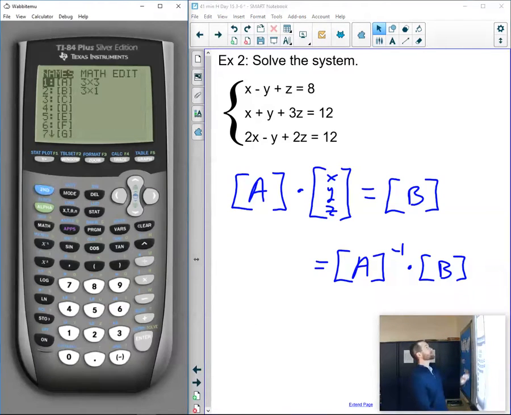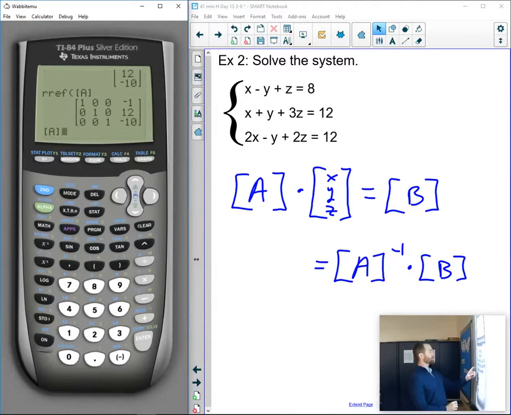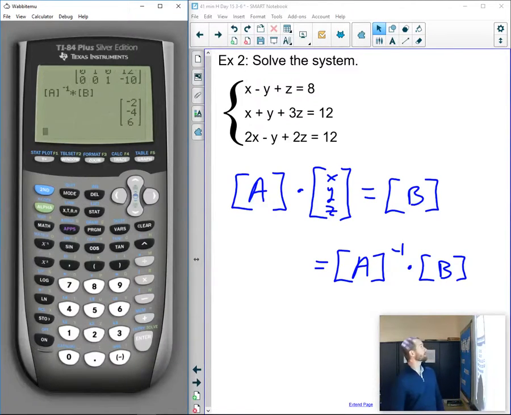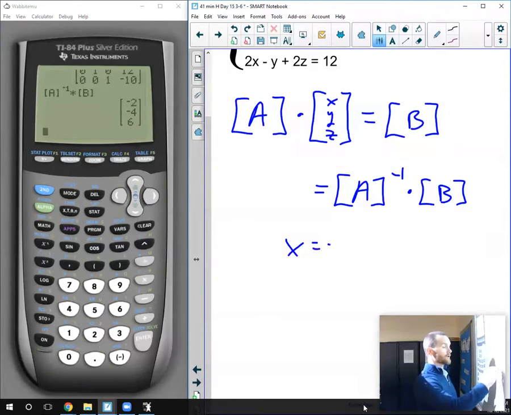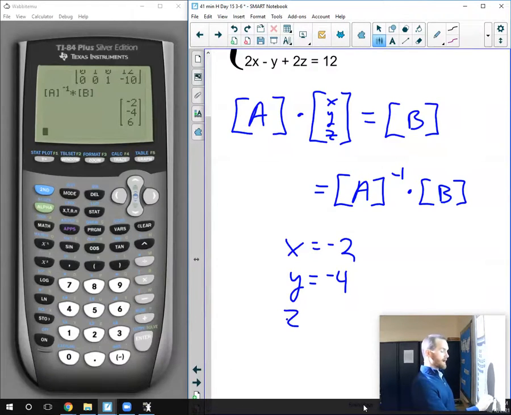So second matrix, grab matrix A, hit the inverse button. Remember, that's not to the -1, even though it looks like it, that means inverse. Then times second matrix B, hit enter, and there we go. We get our answer of -2, 4, and 6. That means x equals -2, y equals -4, and z is +6.